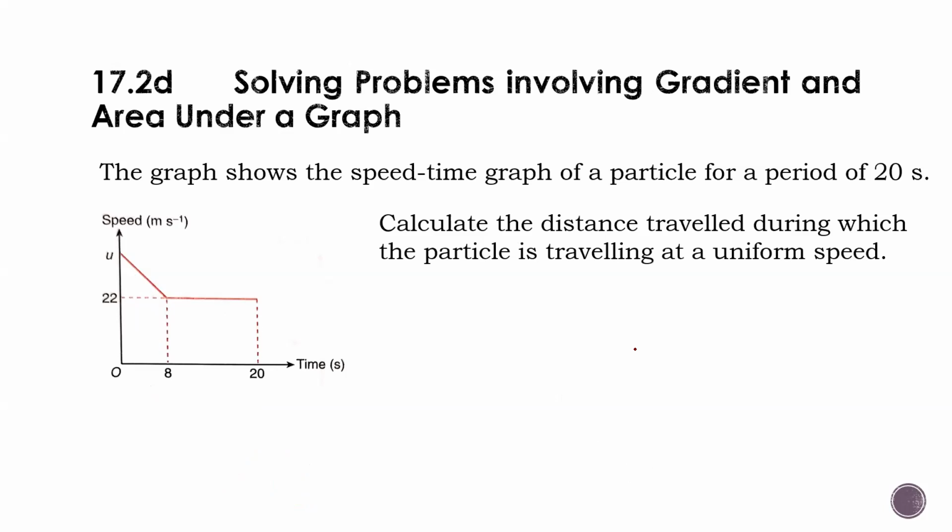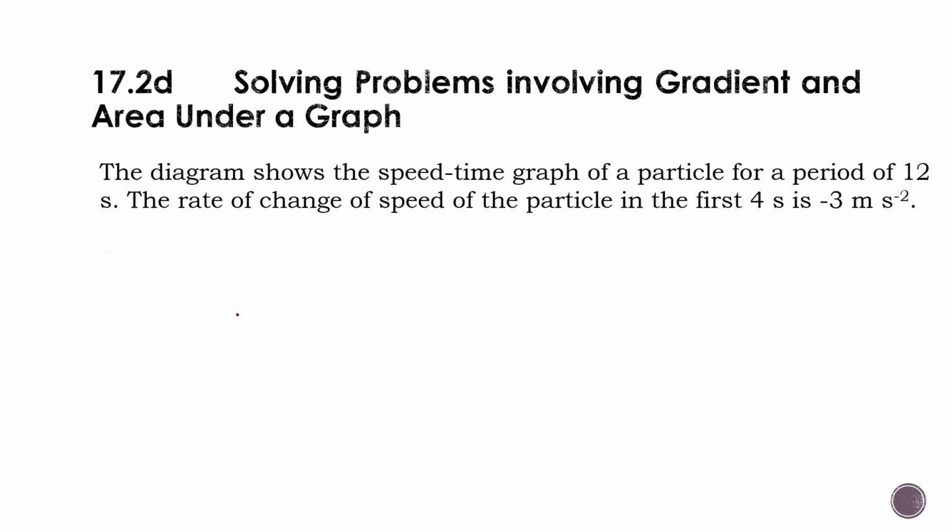Next, calculate the distance traveled during which the particle is traveling at a uniform speed. So distance traveled, uniform speed. So just distance is 22 times 20 minus 8. So you have 264 meters.